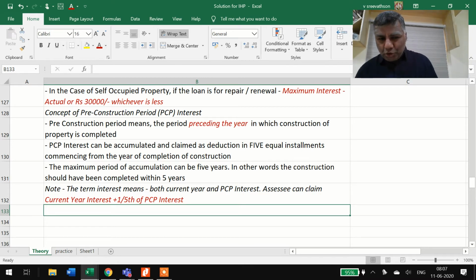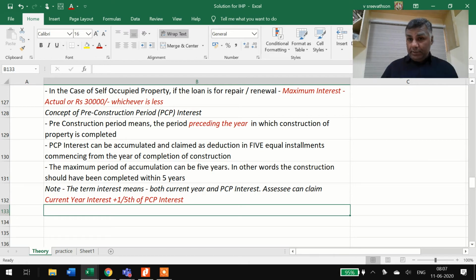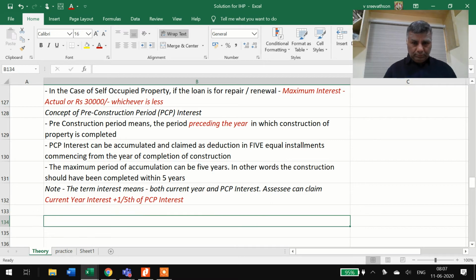We'll come to those, don't worry. So friends, you need to find out the PCP and compute the interest. Back to the theory notebook.